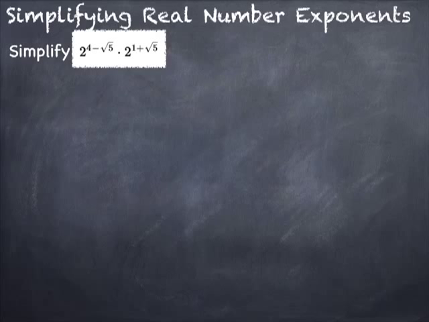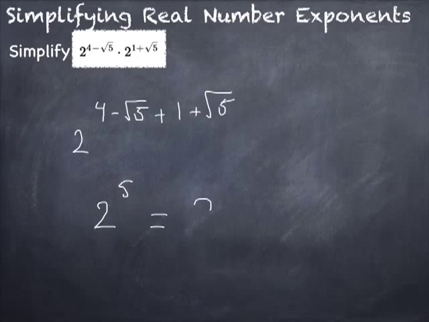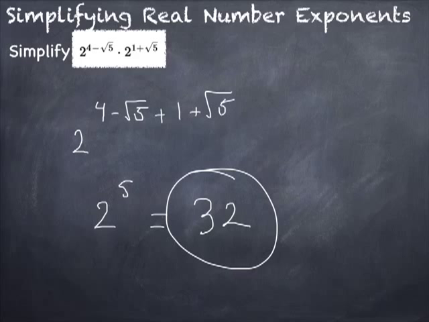First, I'm going to multiply these two numbers together. Now, the square root in the exponent shouldn't worry too much because we can deal with it. Here, since I'm multiplying two numbers together, I'm going to add the exponents. So we get 2 to the 4 minus the square root of 5 plus 1 plus the square root of 5 power. Combining like terms, we get 2 to the 4 plus 1 is 5. Square root of 5 minus the square root of 5 ends up cancelling each other out, so we get 2 to the 5th, and 2 to the 5th is 32. There's our answer. Simple.